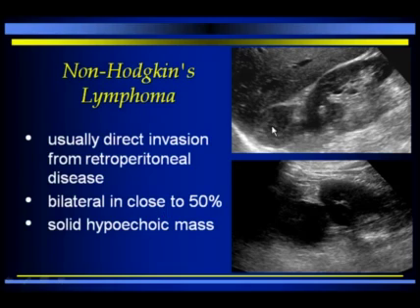An example of lymphoma, here's non-Hodgkin's lymphoma, which you see a mass here in the region of the adrenal. Here's another one with the mass in the region of the adrenal. Usually it results from direct invasion from retroperitoneal disease, so the patient has known retroperitoneal disease. Often they are bilateral, and they're usually solid hypoechoic masses. They look like lymphoma nodes look.